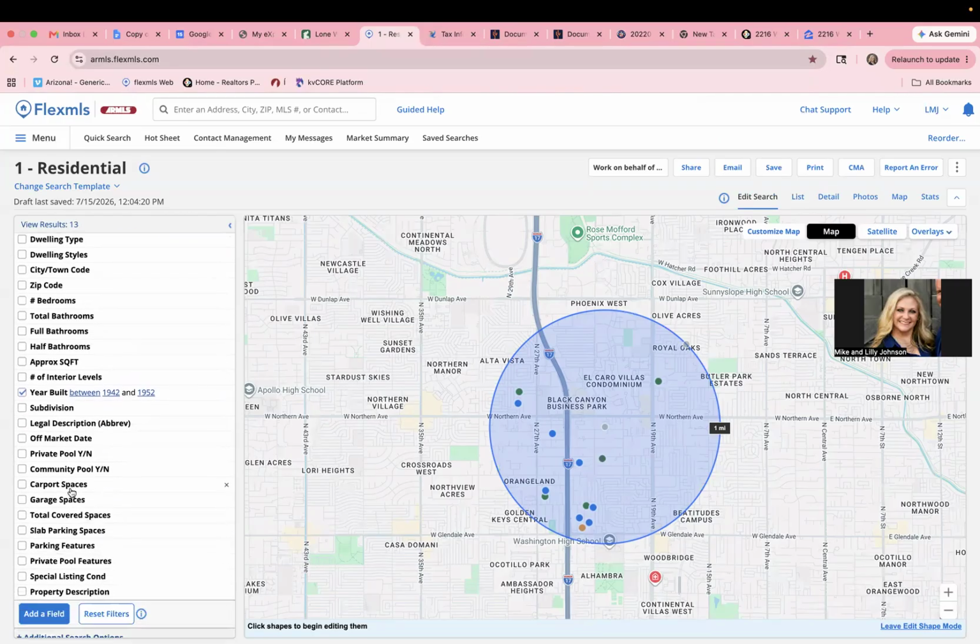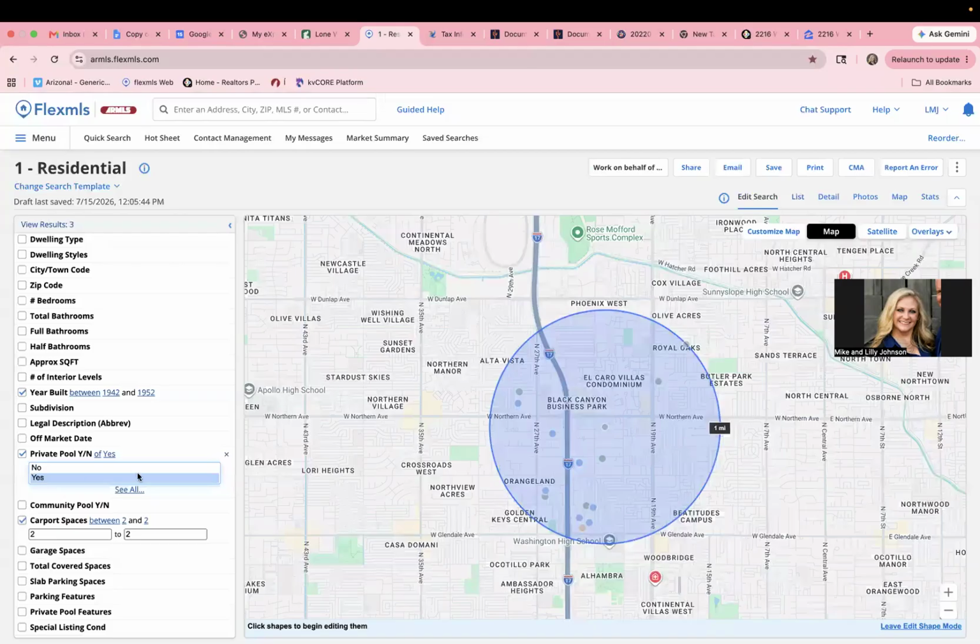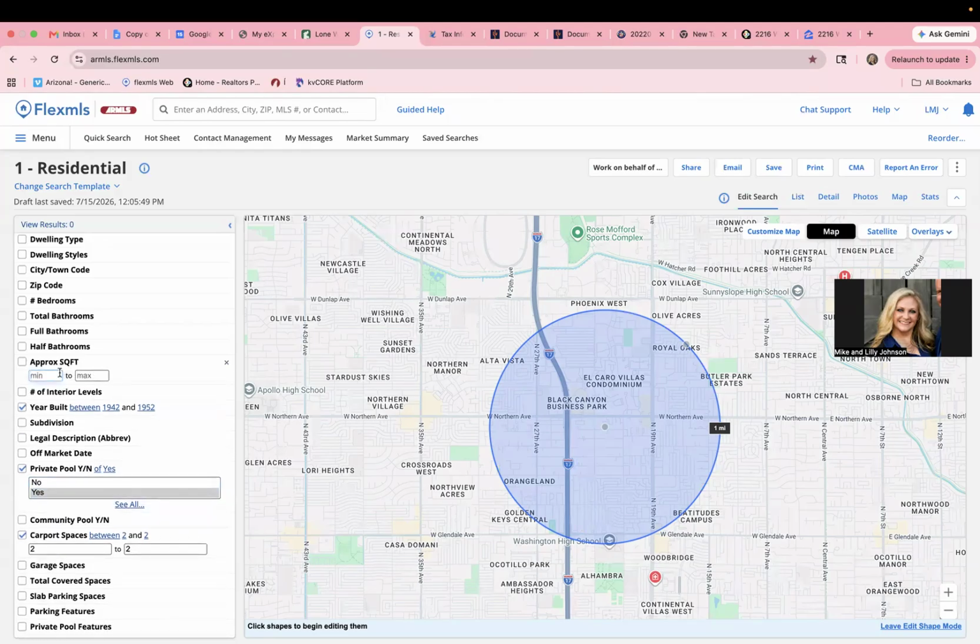Okay, I know it has a carport, so I really kind of want 2 and 2. I'm probably going to have to go bigger. I know it has a pool, so I'm going to say yes to the pool. And then I wrote that the square footage is 981. I like to be within 30%, so that is going to be 294 up and down. I might just do 295.